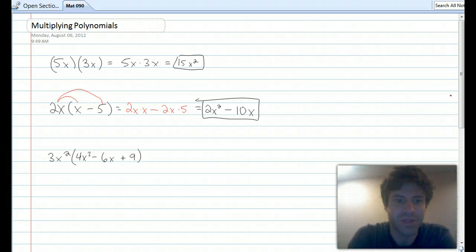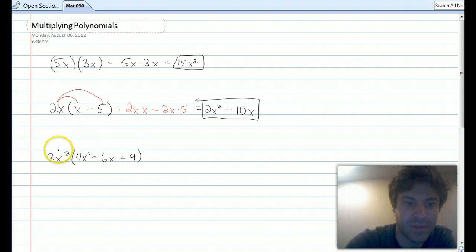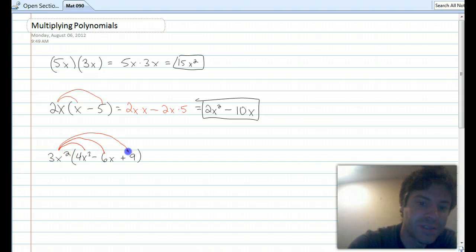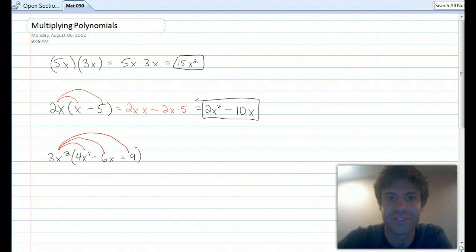Okay, now let's try multiplying a monomial times a trinomial. That's 3x squared times 4x cubed minus 6x plus 9. Now the concept is pretty much the same as the last example. We're going to take the monomial and we're going to distribute it, as we say, through the parentheses. We're going to multiply by each one of the terms inside the parentheses. And I'll write that out one more time.